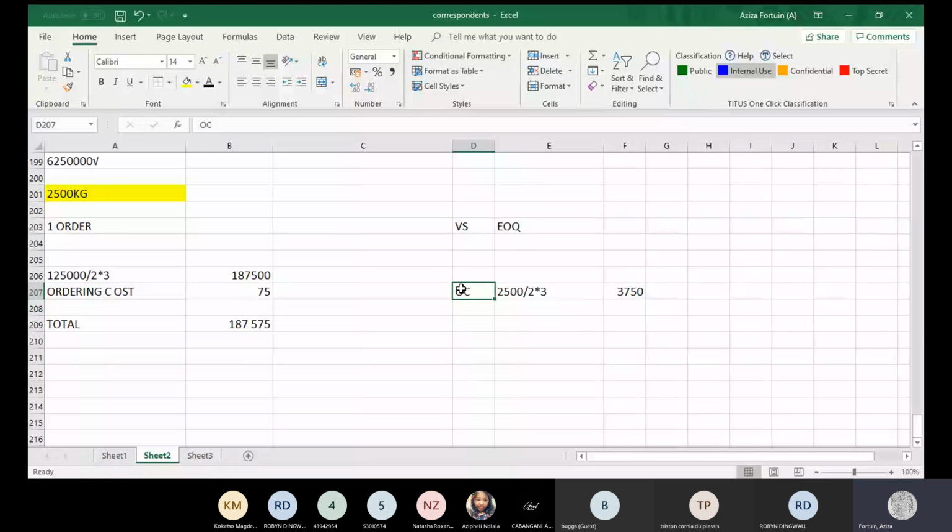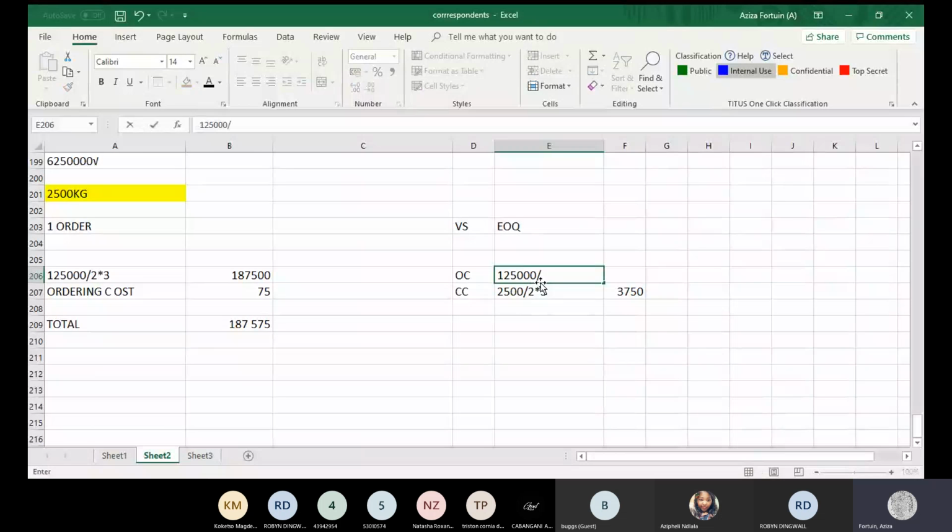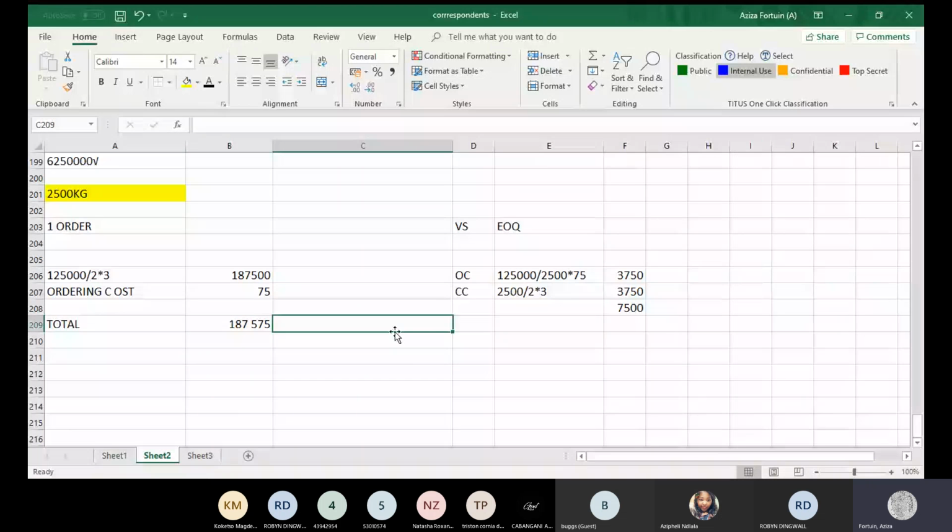Is the 3 rand part of the formula? Yes. For your ordering cost, you're going to take your annual demand, which was 125,000, divide it by your EOQ, and multiply it by the 75 rand, which was the cost to place the order. You're going to get 3,750. So that is 7,500. But clearly you can see 187,000 versus 7,500 is a saving of almost 180,000 rand. So it would be more cost effective to order on an EOQ basis.